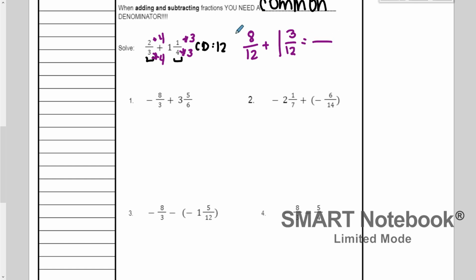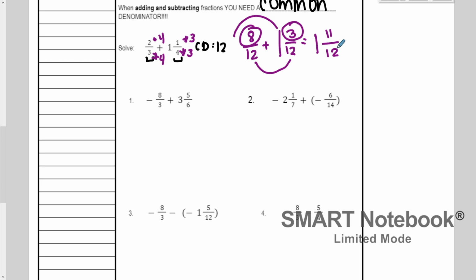We can take our whole numbers. We have a 0 here and a 1 here. That would be a 1. And then I can add my fractions. So I've got 8 twelfths plus 3 twelfths. When we add fractions, we just add the numerators. 8 plus 3 is 11. Keep the denominator the same.